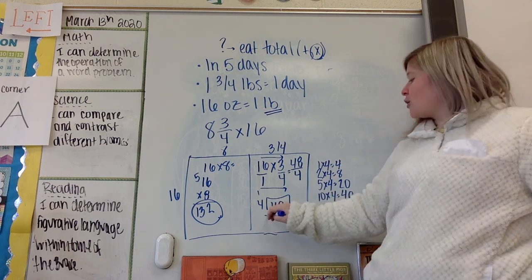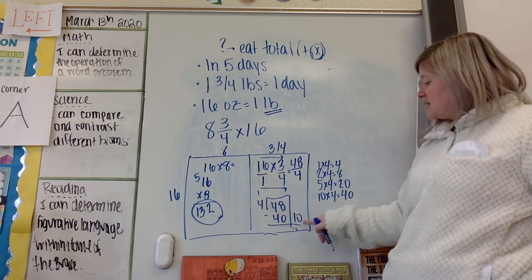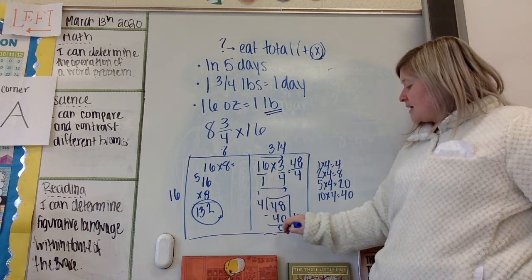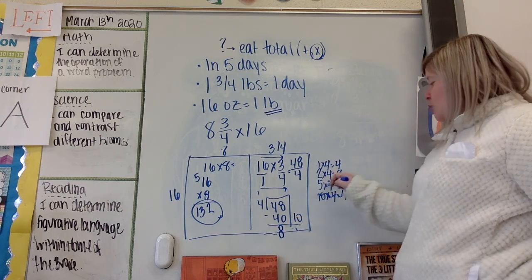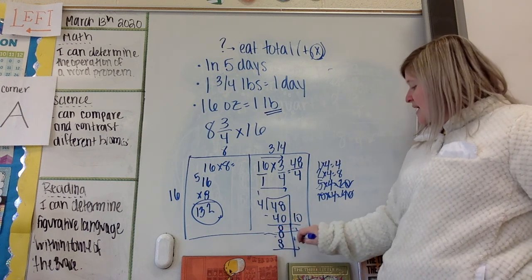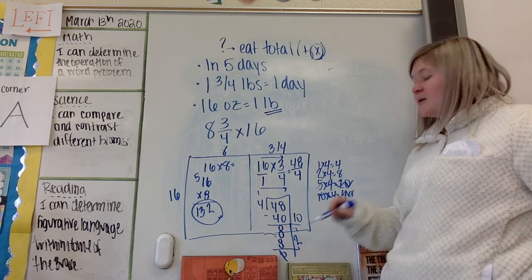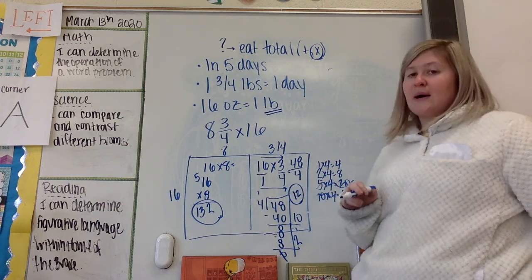40 is pretty close, so I'm going to subtract 40. That is a 10. 10 times 4 is 40. Leaves me with 8 left over. So now 40 is too large. 20 is too large, but I can subtract 8, which is a 2 off to the side and leaves me with nothing. 10 plus 2 is 12, so now I've circled it.